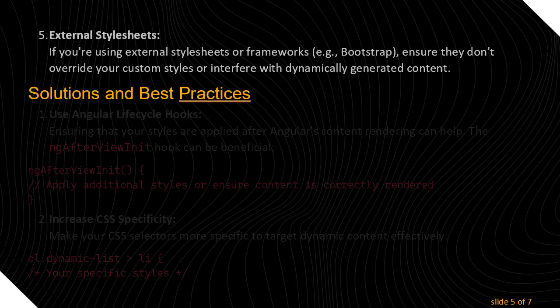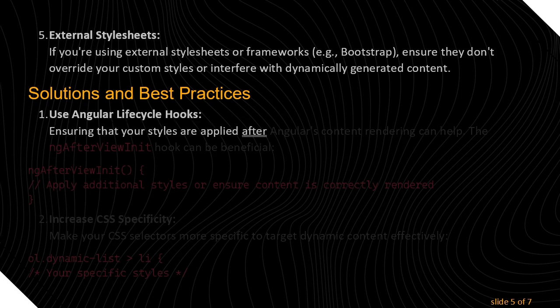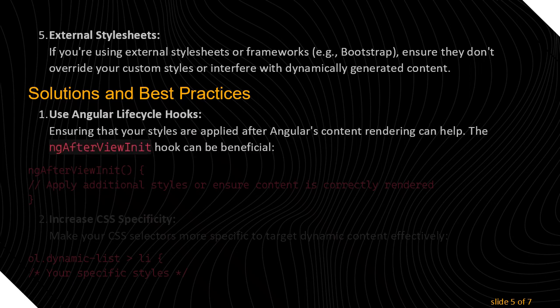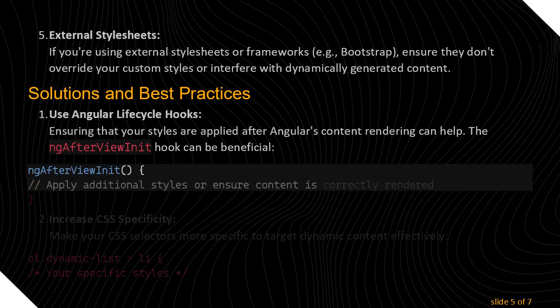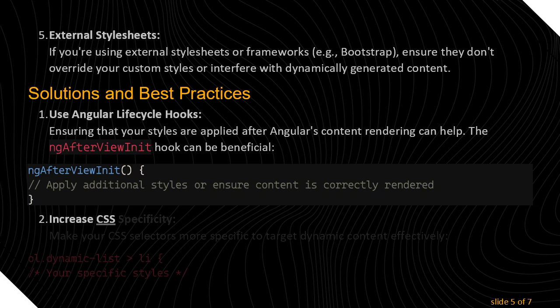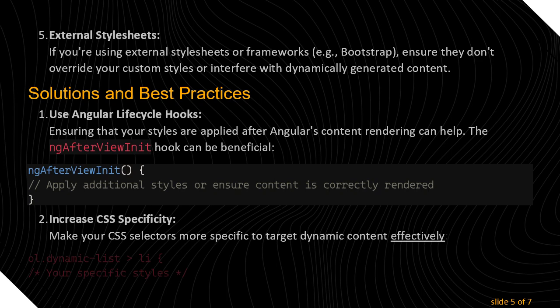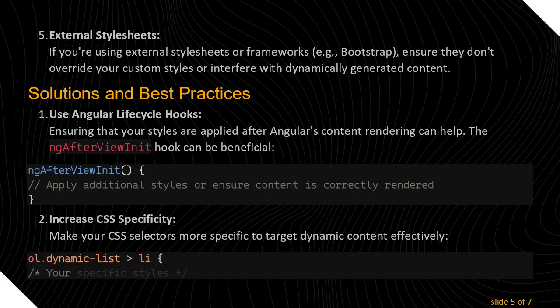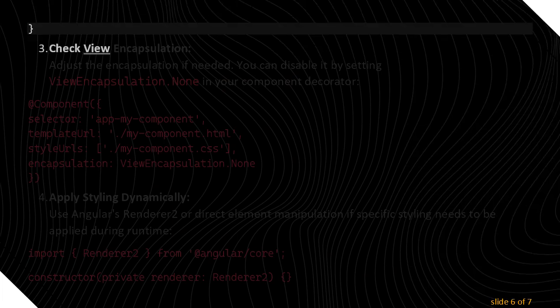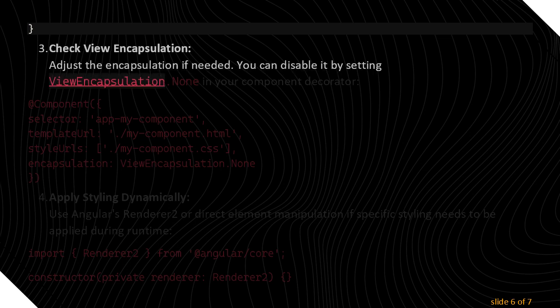Solutions and best practices. Use Angular lifecycle hooks. Ensuring that your styles are applied after Angular's content rendering can help. The ngAfterViewInit hook can be beneficial. Increase CSS specificity. Make your CSS selectors more specific to target dynamic content effectively. Check view encapsulation. Adjust the encapsulation if needed. You can disable it by setting ViewEncapsulation.None in your component decorator.